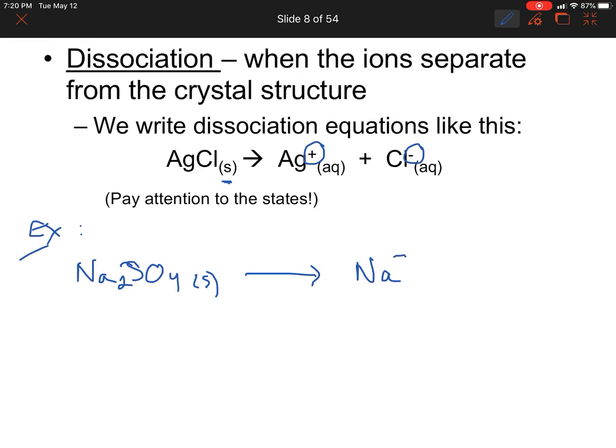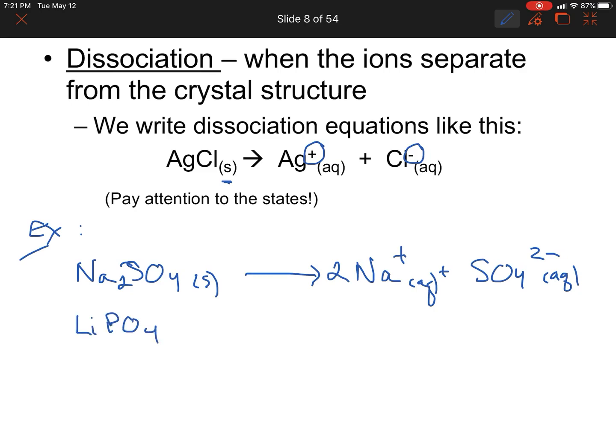So first of all, we've got sodium, so Na+, and then my state is aqueous. And then I've got SO4 2-, and that's also aqueous. Now, you're not done though, because what do you always have to do for every chemical equation? You got to balance it. So I need a 2 there. So this is the dissociation equation for sodium sulfate. Let's do another one.